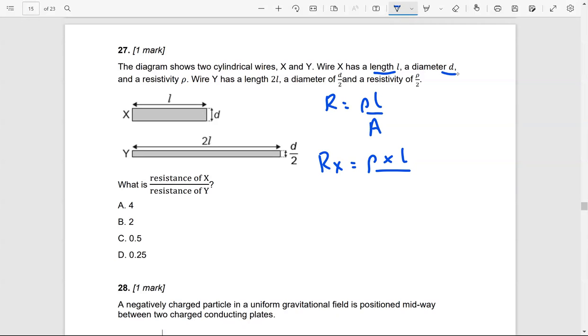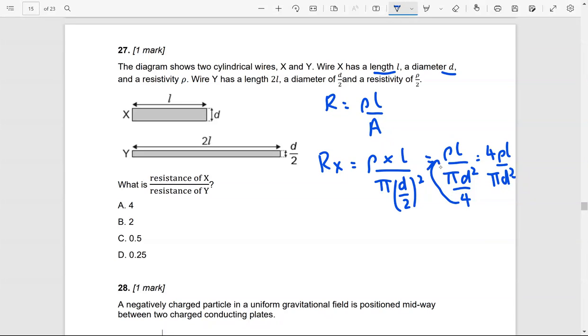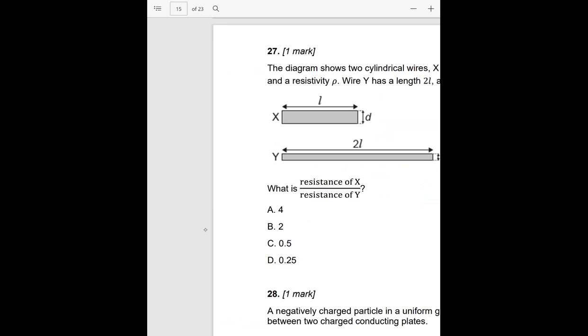So we've got D, so it's pi d over 2 all squared. Okay, so what we end up with is rho L over pi d squared over 4. So we end up with 4 rho L over pi d squared. So what you can do when you've got a divide by a divide, the 4 can jump up to the top. So that's Rx. Next we find Ry.